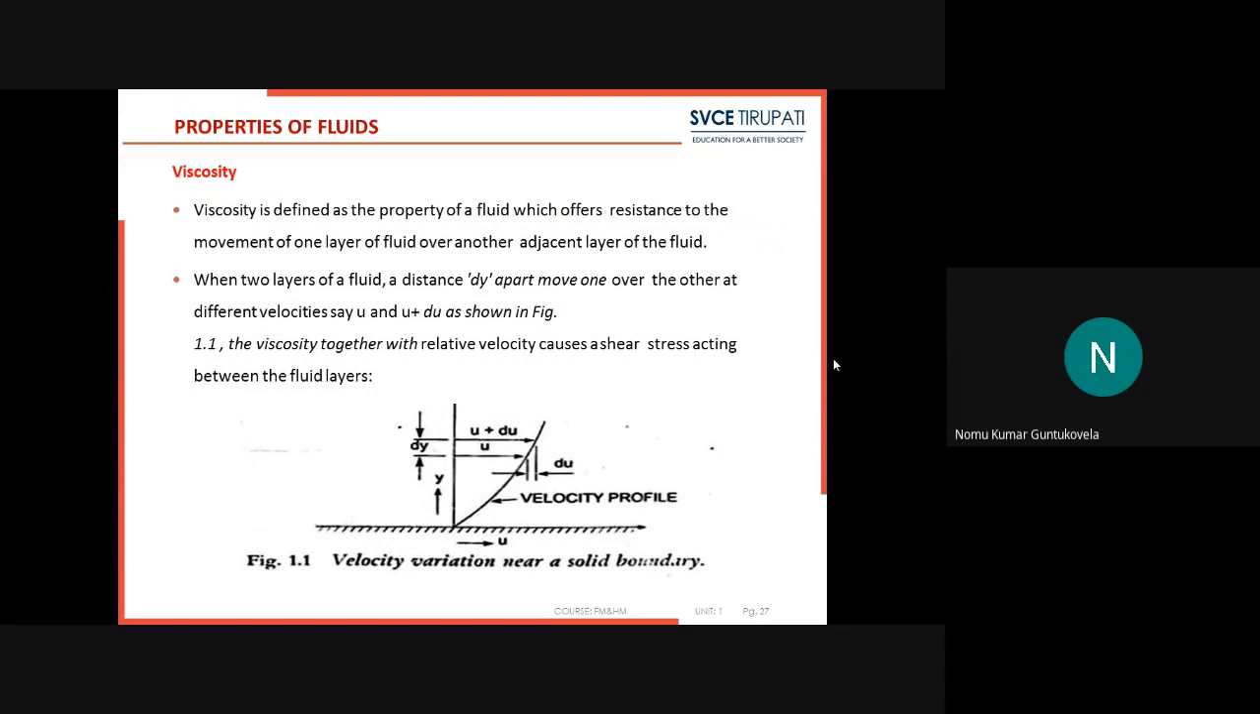Viscosity is a property of the fluid which offers resistance to the movement of layer by layer to the adjacent layer. Viscosity is to resist the fluid when it is in moving position. It needs to oppose and resist the flow of a fluid. Viscosity is defined as the property of a fluid which offers resistance to the movement of one layer of fluid over another adjacent layer of the fluid.